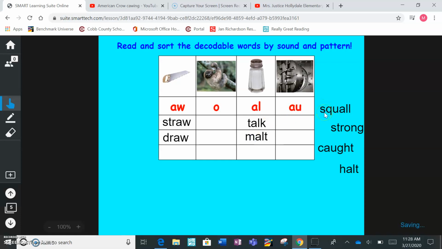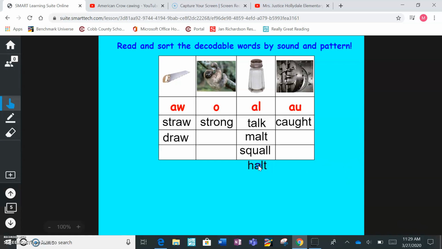Squall. Squall is a storm. You are right, A-L. Strong. How is the ah sound spelled in this word? Up with an O. Caught. Where would that one go? Up. A-U. And last one, halt. Where would that one go?